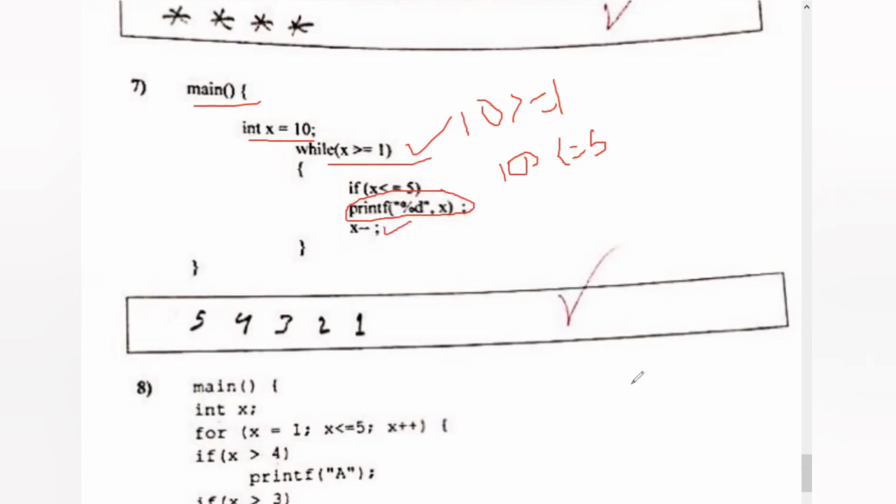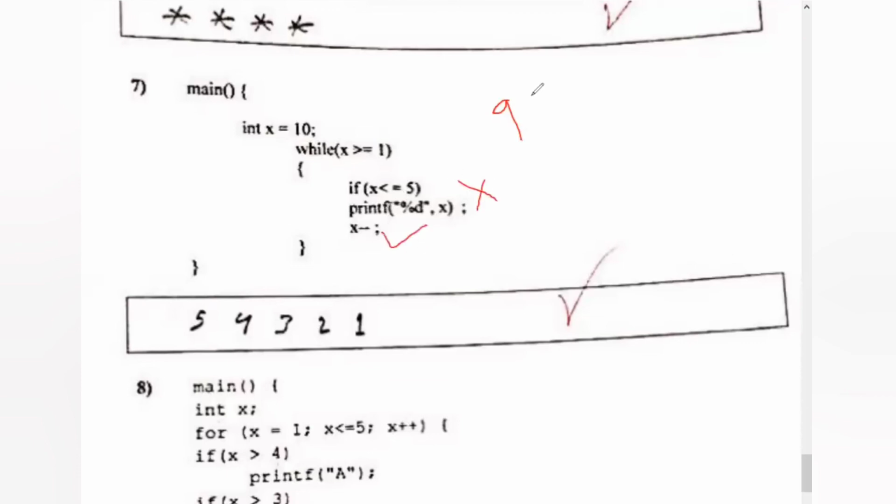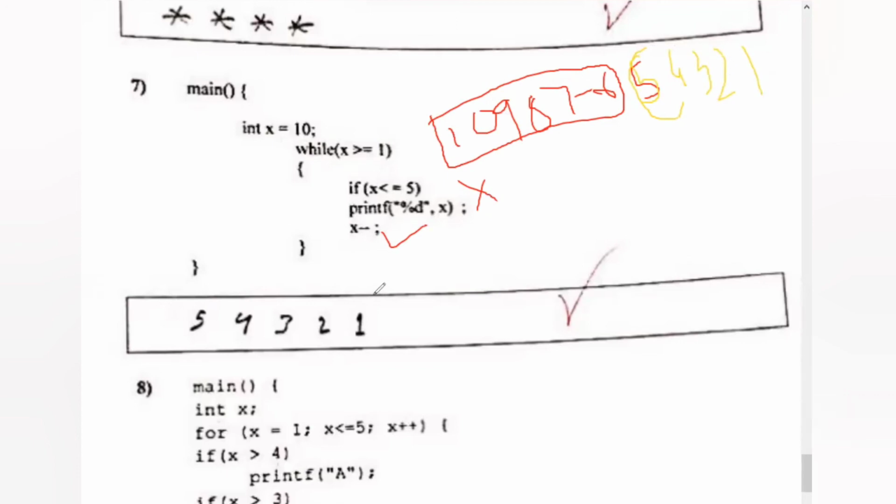Now the value of x is 9. Then also this will not execute. This will happen for 8, 7, 6. Nothing will be shown until x comes to 5. When it becomes 5, 4, 3, 2, 1, it will display the result like this.